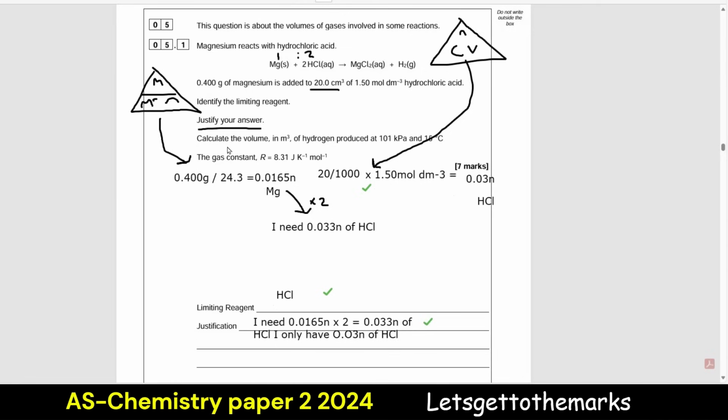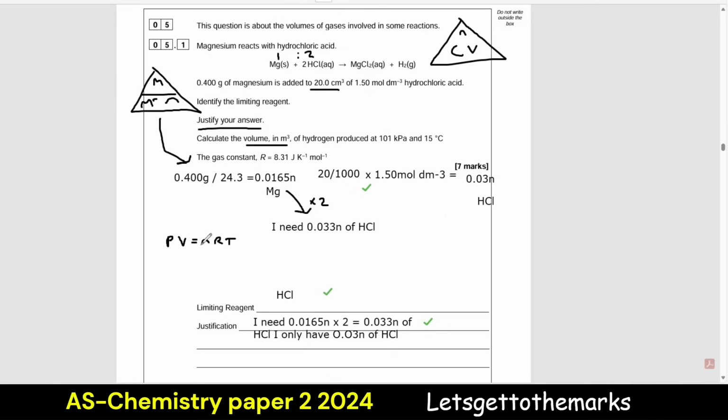Now, what's the rest of it? We need to calculate the volume, in m³, of hydrogen produced at 101 kPa and 15 degrees when R is 8.31. So what we're going to do is use PV = nRT, because we want to find the volume.